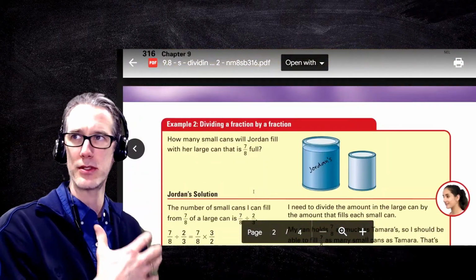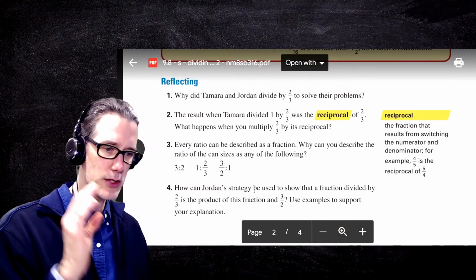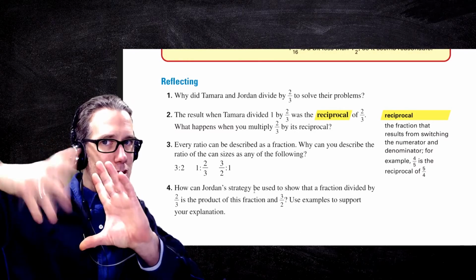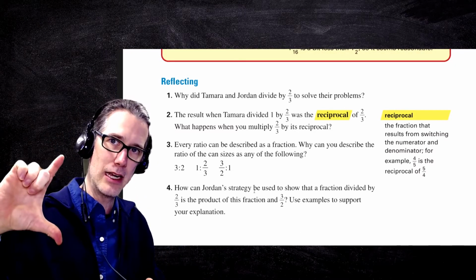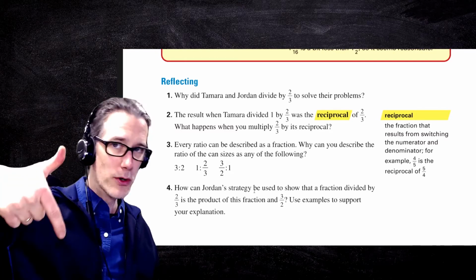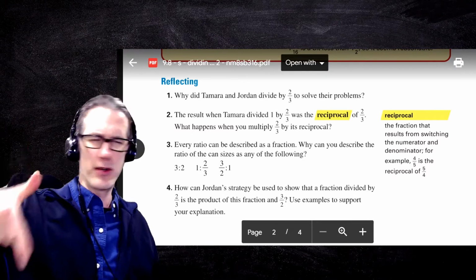It's all about something called a reciprocal. A reciprocal is where you take your second fraction and you invert it. So the denominator becomes the numerator and the numerator becomes the denominator.